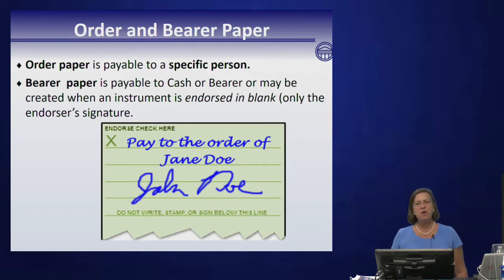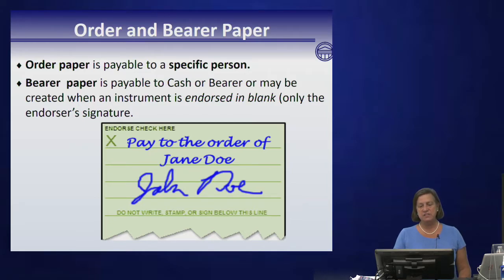All right, so before we go any further and we talk about how do you transfer a negotiable instrument, we need to talk about whether a piece of paper is order paper or bearer paper. Order paper is payable to a specific person, and bearer paper is either going to be payable to cash or to bearer, or it can be created if there's an endorsement and the endorsement is an endorsement in blank. In other words, the endorser only signs his or her name.